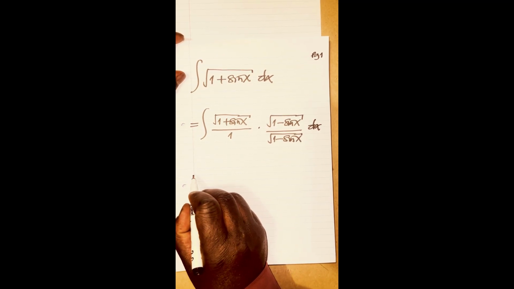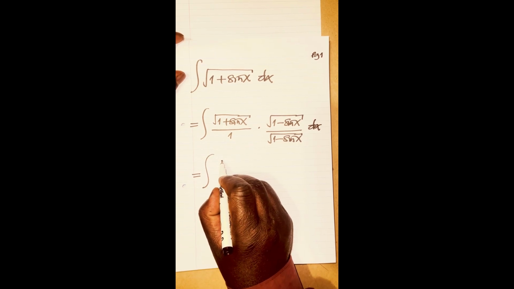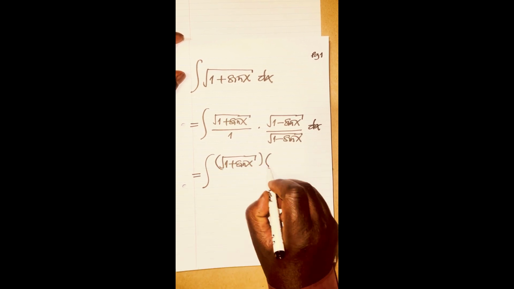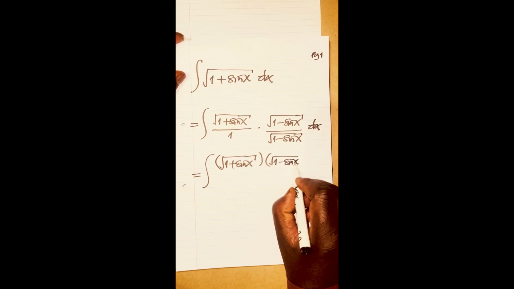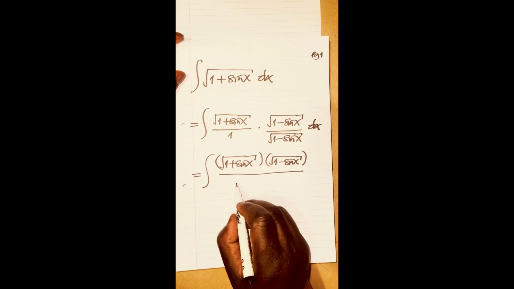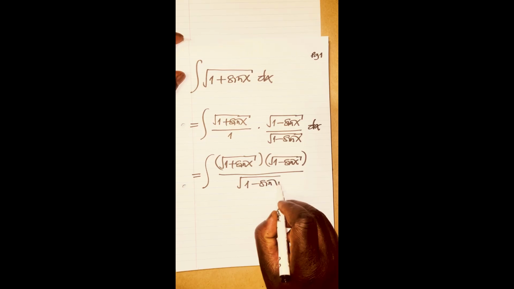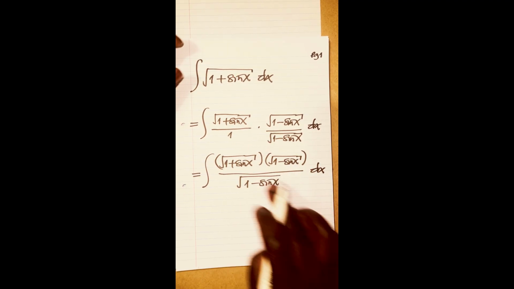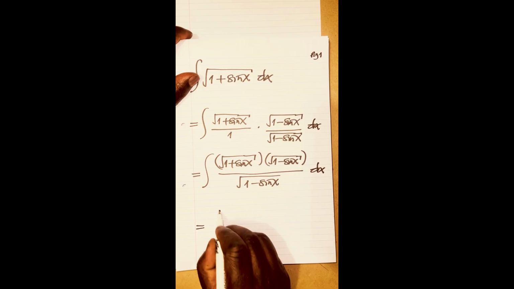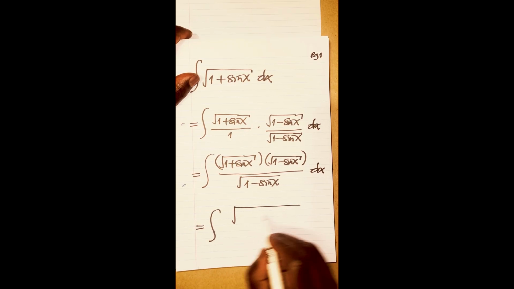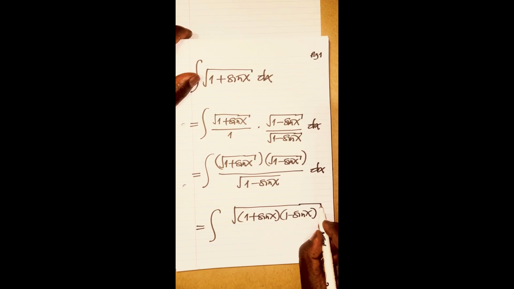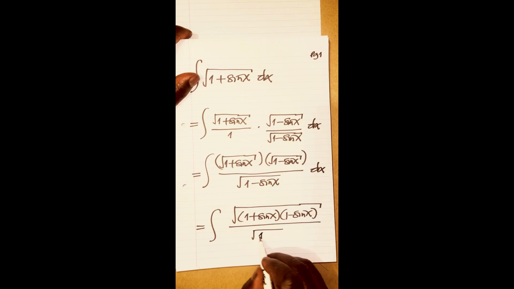You'll agree with me that this must be the same as the integral of the square root of 1 plus sine x times the square root of 1 minus sine x, and we're dividing this by the square root of 1 minus sine x dx. Now in the numerator we have what we call conjugates. These two with square roots transform as follows: the integral of the square root of, in brackets, 1 plus sine x times 1 minus sine x, divided by the square root of 1 minus sine x, and of course dx there.